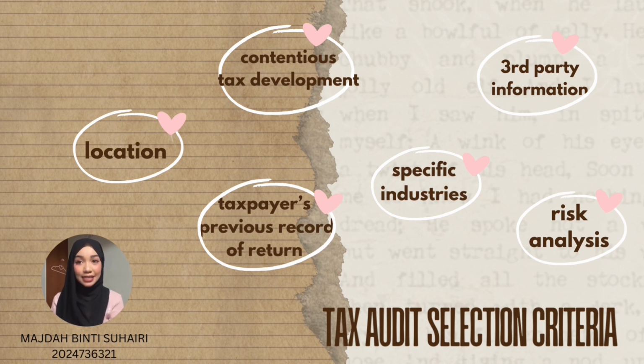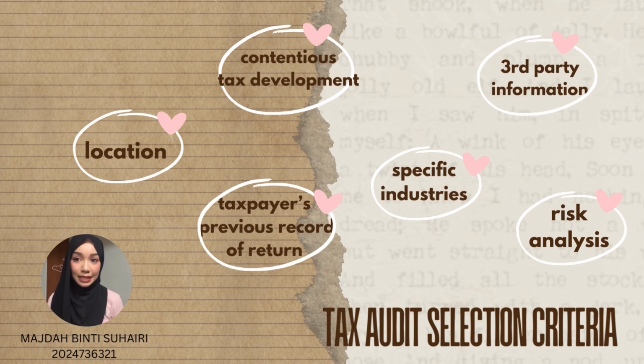This is because economic activities are well established there. As for risk analysis, IRBM compiles statistics on industries' average turnover and gross profit. As for specific industries, such as property developers, contractors, and IT, they are selected for tax audit because they have many unresolved and contentious issues. As for third-party information, IRBM would embark on a tax audit on another taxpayer if there is reasonable suspicion that the taxpayer may have under-reported business income.